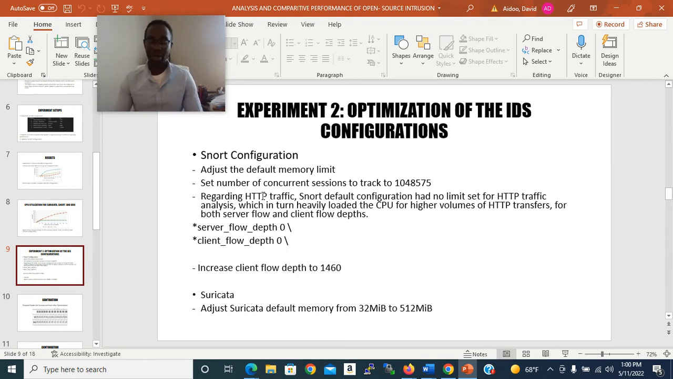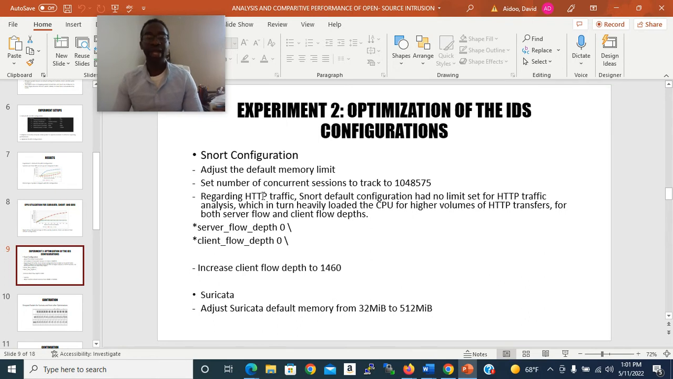But for this experiment, my goal was to ensure optimal intrusion detection without omission. So what I did is I increased the flow depth to 1460, and this is the maximum for Snort. After I did all this, the outcome was pretty good. I had 25% fewer dropped packets generated. So this was a good outcome.